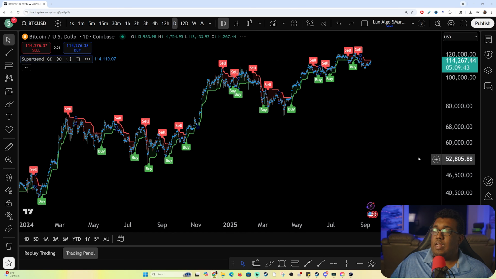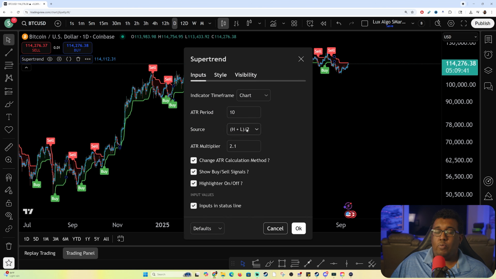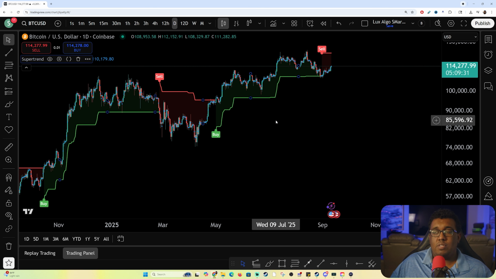So next up, depending on whatever one you guys are using, I'm going to go back over to the long-term one with the ATR of 22 and the ATR multiplier 4.6, because this is my favorite way to trade because I'm a swing trader and a long-term investor. These are my favorite methods.